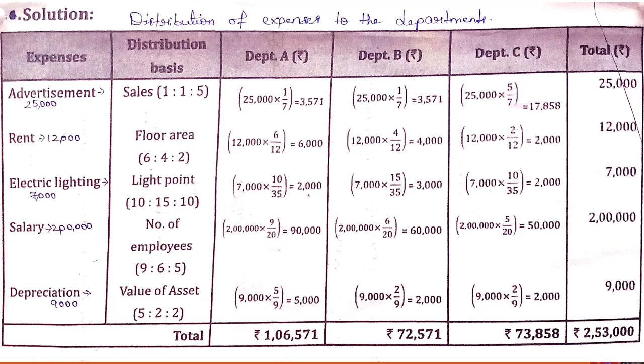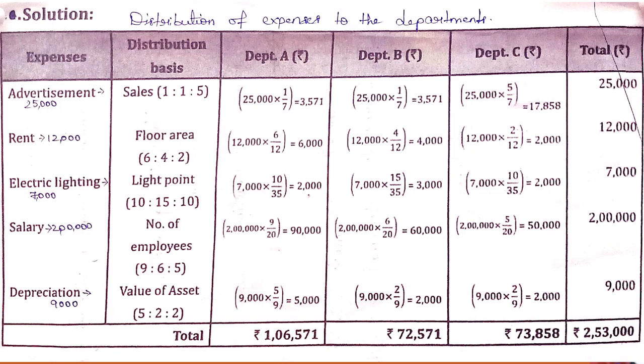You are going to distribute the expenses, add them up and put it in the total column. Here I want to tell you one thing. Already you have mentioned how much is advertisement and the ratio also. So in the department-wise columns, you need not show this calculation like 25,000 into 1 by 7. Just write the amount: 3,571, 3,571 and 17,858. If you write the amount of expenses for all the departments in the department columns, it is enough. I have shown it here to make you clear how you got the amount, but you need not show this calculation for all the expenses or all the departments.